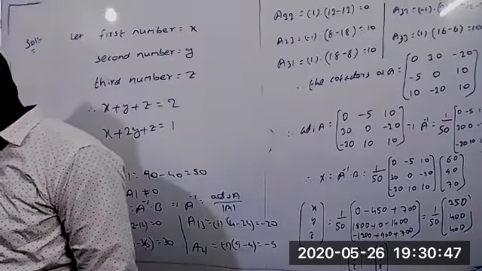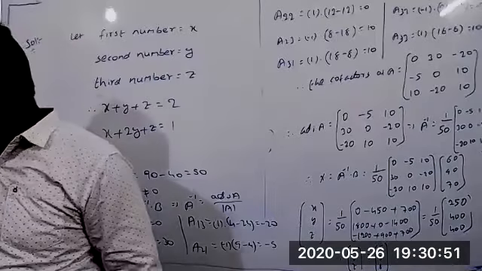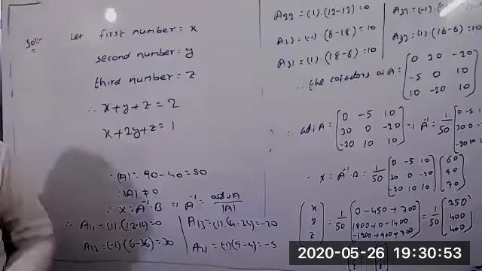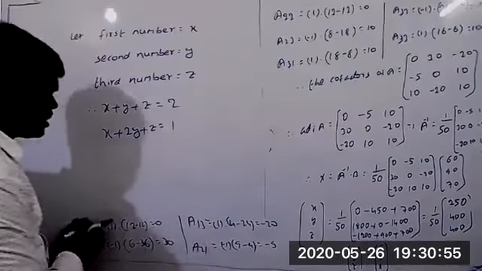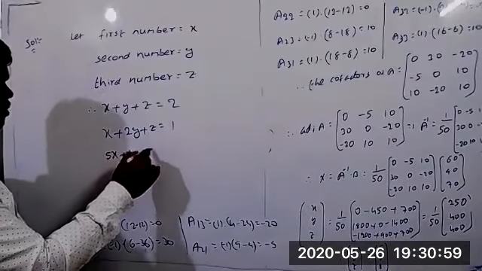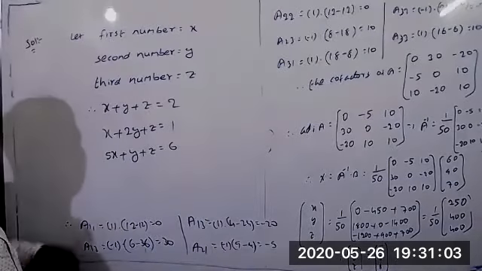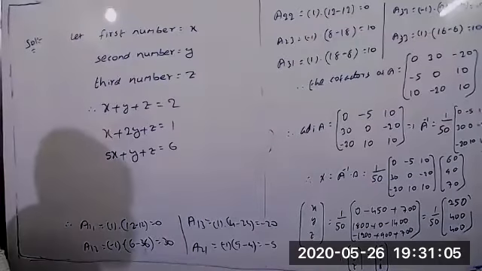So next one is 5x plus y plus z equal to 6. Second and third, so 5 times the first number, that means 5x. We get 5x plus y plus z equal to 6. Now we got the three equations.